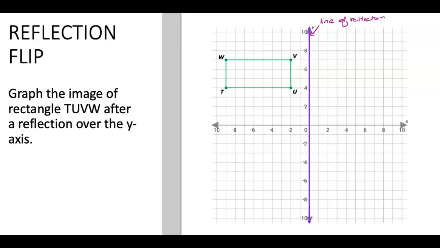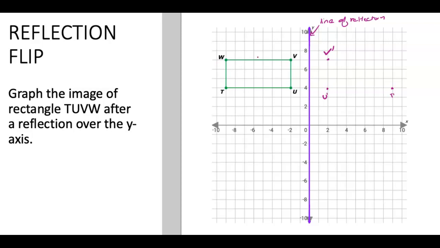Now we're going to go ahead and flip one at a time. If I look here, my V is 2 to the left, so V is now 2 to the right. And then we have U. U is 2 to the left here at 4, so U would be 2 to the right here. So my new U would be here. Now, T, off this symmetry, is at -9, so that T is now going to be at +9.